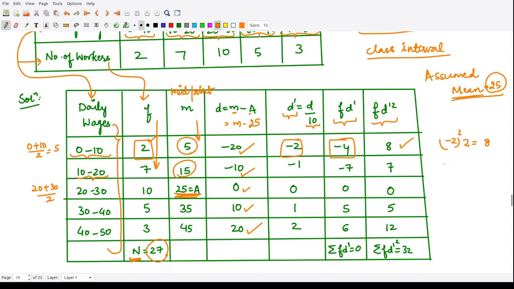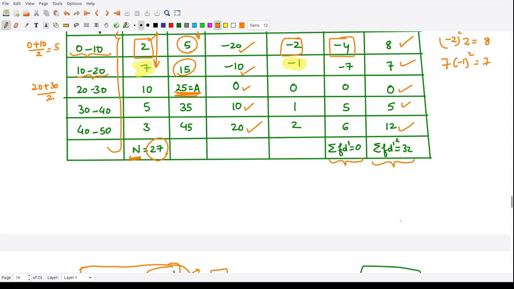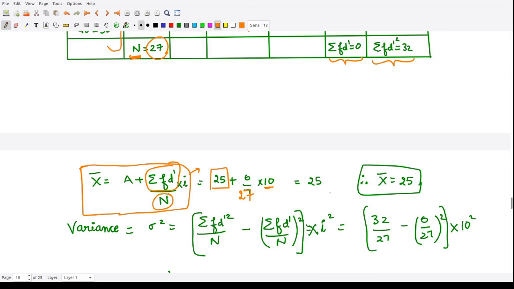For the next term, our f is equal to 7 here, right, and your d is equal to minus 1. So what do you have here? You have 7 into minus 1 whole square, so that is equal to 7. So similarly, you calculate this, this and this, and then you add up all this, so you obtain summation f d dash as 0 and summation f d dash square as 32. So therefore your mean in this case becomes equal to 25 plus 0 divided by 27 into 10, so that is 25 only.